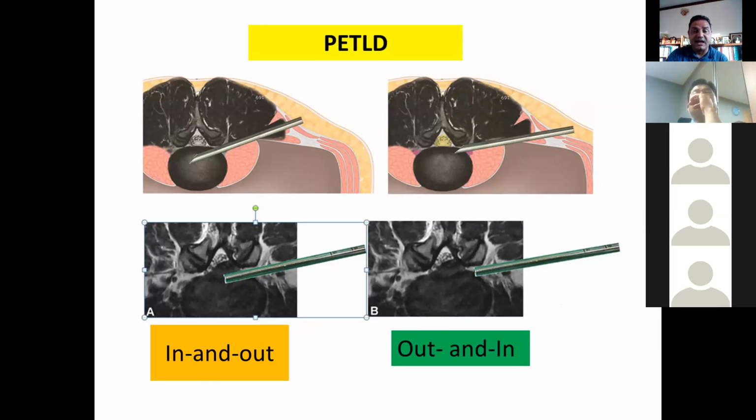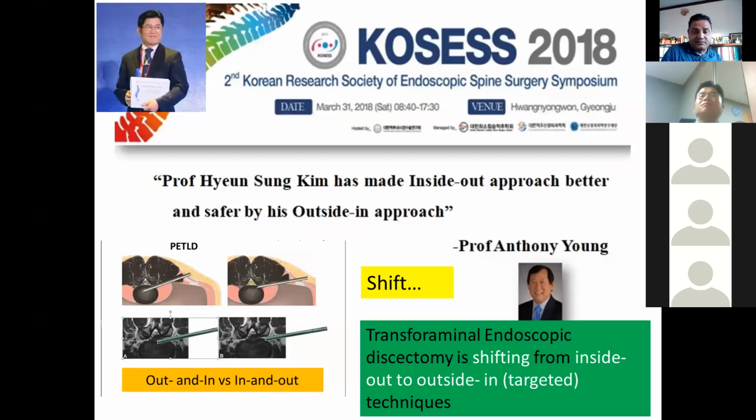The difference is that because of the big range of the instrument that we insert into the disc, the recurrence rate after the discectomy is most probably higher in the inside-out approach than the outside-in approach. But depending on the pathology, we can use both approaches. Nowadays there is a shift, and the transforaminal endoscopic approach is shifting from inside-out to outside-in technique.